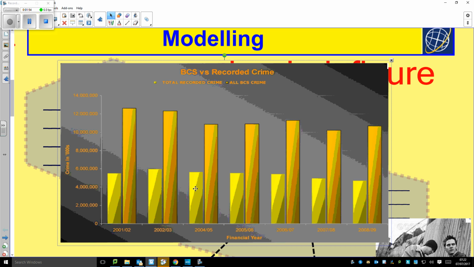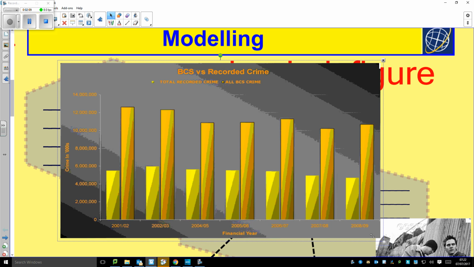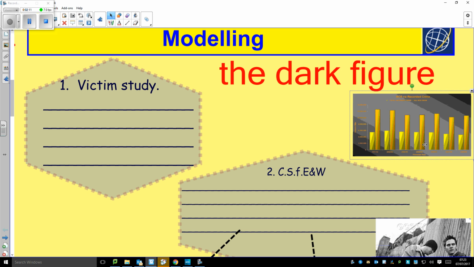The pale yellow here, that's the recorded crime, what the police know about. This bar here is a victim study amount of crime for the same year, for the same place. You can see it's double. So this is much better at collecting raw numbers on how much crime there is.